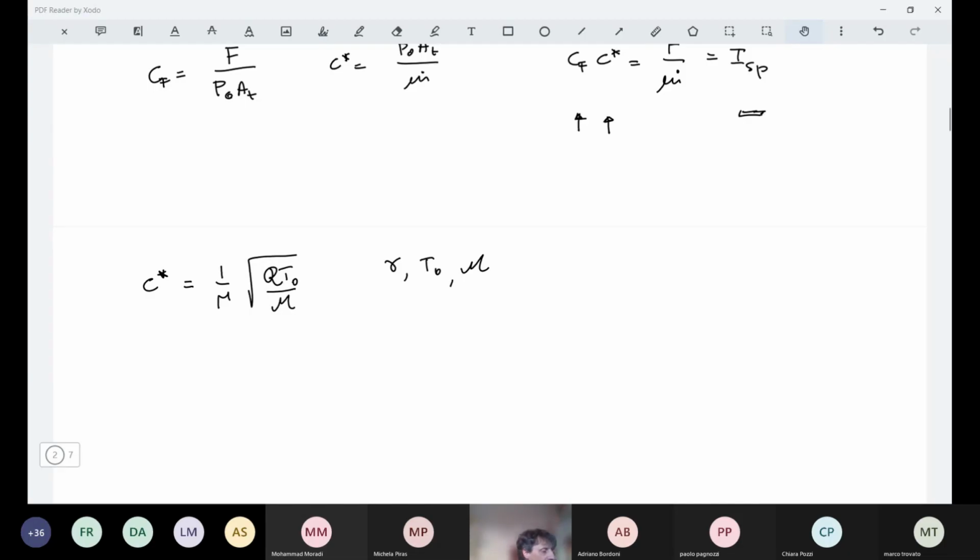We will talk later about our characteristic velocity. It will be the core of further discussion in the next classes. But here for the moment is what we have available.